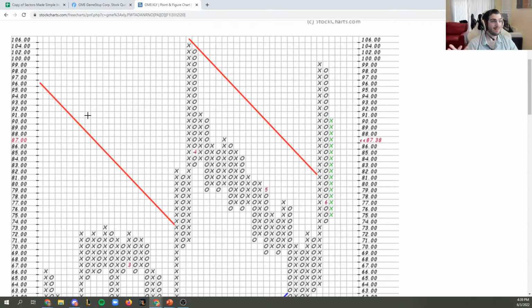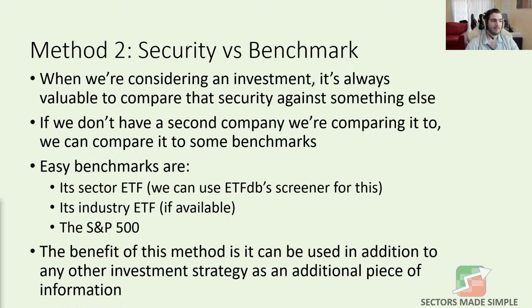So that is method number 2. Comparing a stock against its index, its industry, or its sector. Or do both. So that covers method number 2.